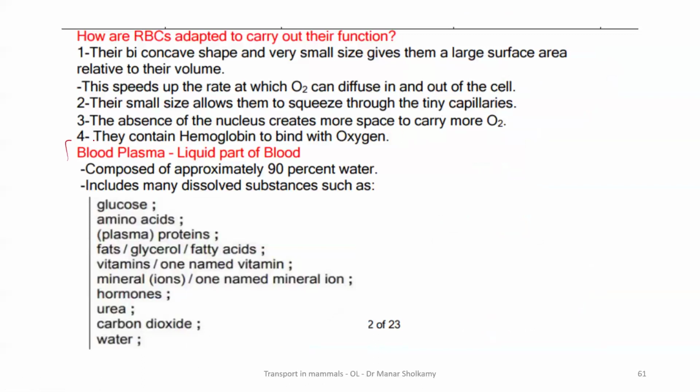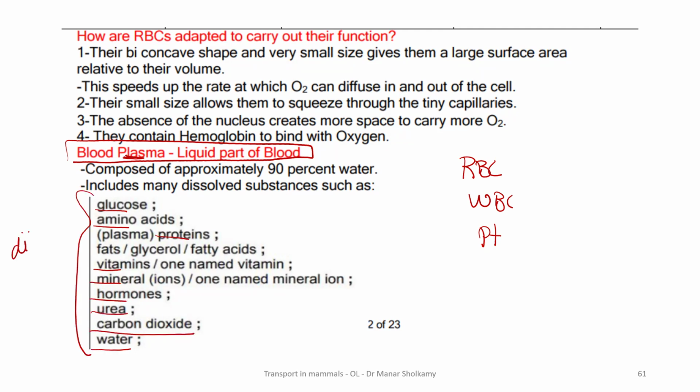Here, the liquid part of the blood. We talked about the solid part of the blood in detail. We talked about red blood cells and white blood cells and platelets. Now, the liquid part of the blood, it's mainly water. And a lot of things dissolve in this liquid part of the blood, which is known as the blood plasma. What are they? Glucose, amino acids, proteins like enzymes, vitamins, minerals, hormones, urea, water, carbon dioxide, these things are dissolved in the blood plasma.